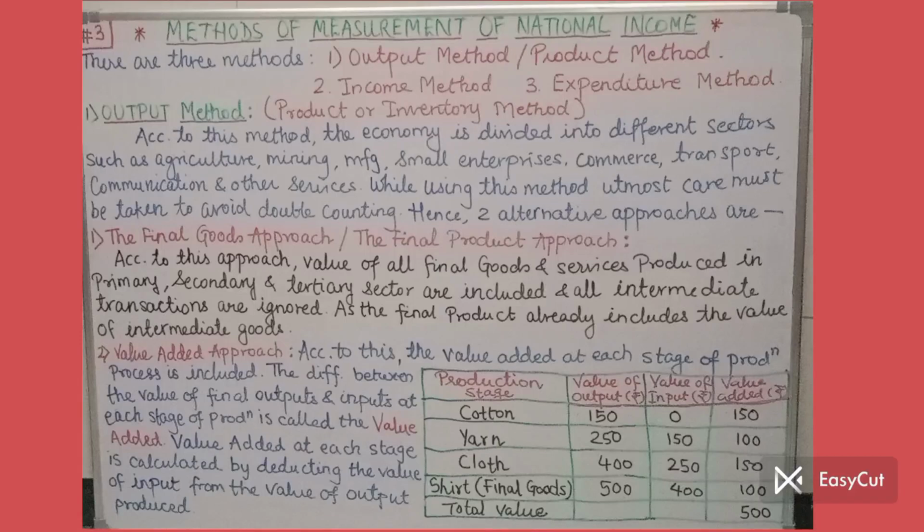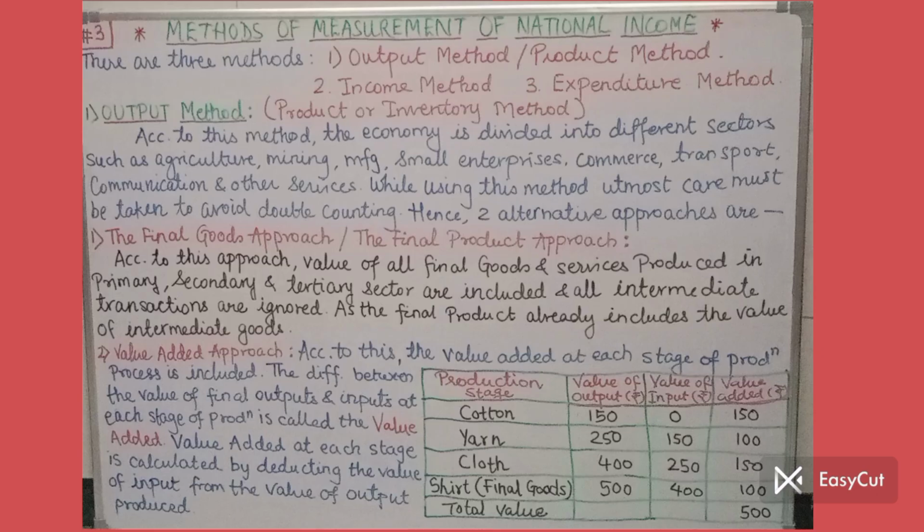Hey guys, welcome to the third lecture of national income, and today we are going to study methods of measurement of national income. There are three methods to measure our national income. First is output method or product method, second income method, and third one is expenditure method. Now let us study these methods one by one. In today's lecture, we are going to study output method in detail because it's a little bit lengthy, and hence we'll be able to finish the first method only.